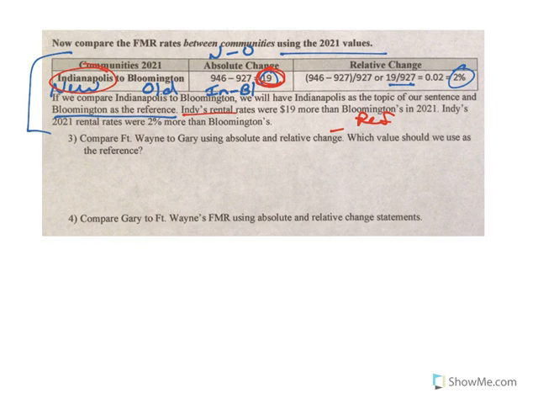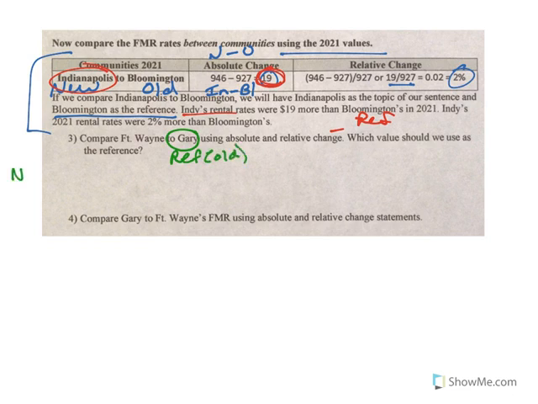Okay, so now let's do this same idea with Fort Wayne and Gary. So first here in number 3, we're going to compare Fort Wayne to Gary. What are we going to use as our reference? Well, keeping the idea of Indianapolis to Bloomington, if we're comparing Fort Wayne to Gary, whatever we're comparing to is our reference. So we're going to use Gary as the old value and Fort Wayne as the new.